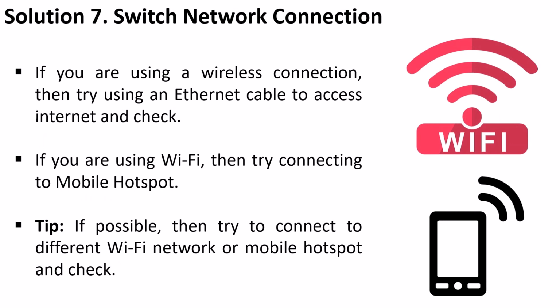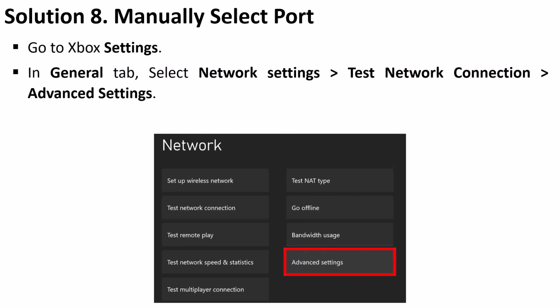Solution 7 is to switch network connection. If you're using a wireless connection, then try using an Ethernet cable to access internet and then check. And if you're using Wi-Fi, then try connecting to mobile hotspot and then check. If possible, you can also try to connect to a different Wi-Fi network or mobile data network via hotspot and then check.